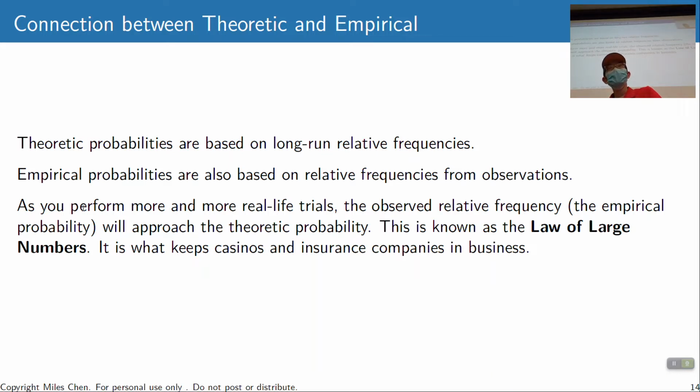So if you ever gamble, go to Las Vegas or something and gamble, all of the games are designed so that the theoretic probability of winning is a little bit in the casino's favor, okay? So if the game pays out even money, then the probability of winning will be slightly less than 50%, okay? And all of the games are designed in this way so that in the long run, the casino will earn money.